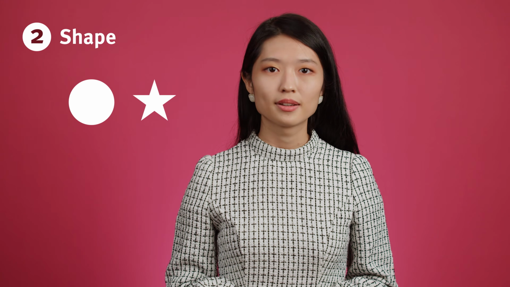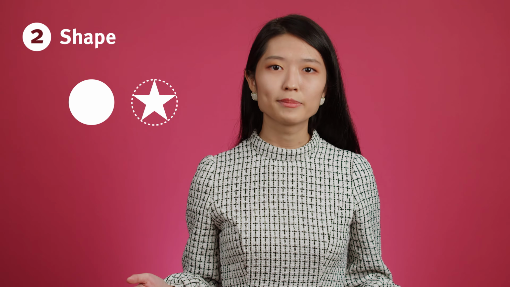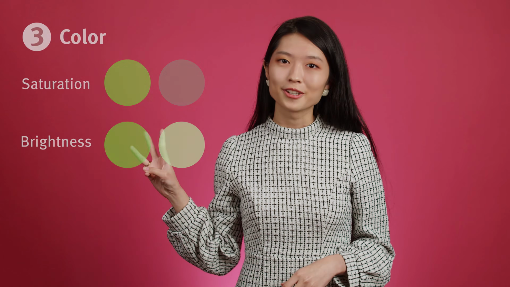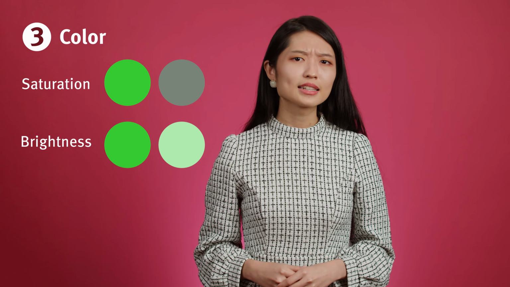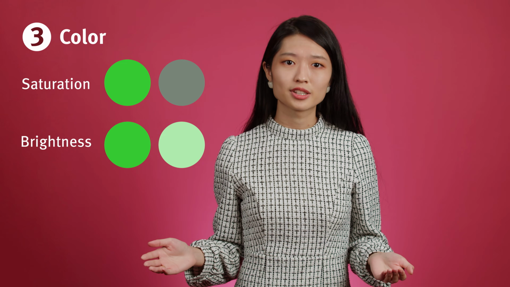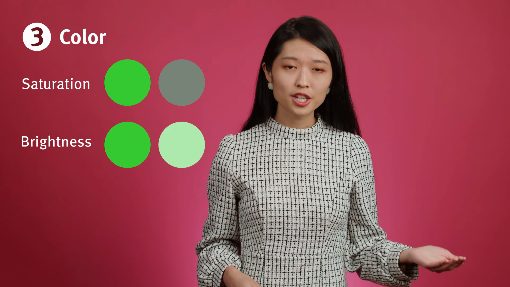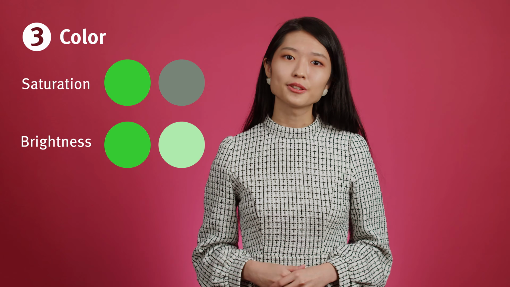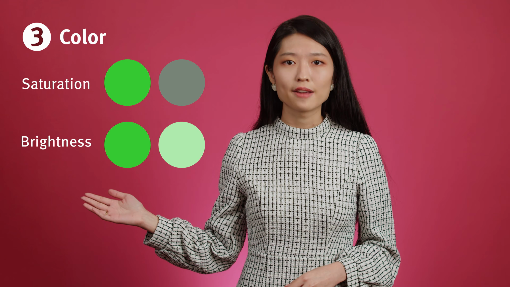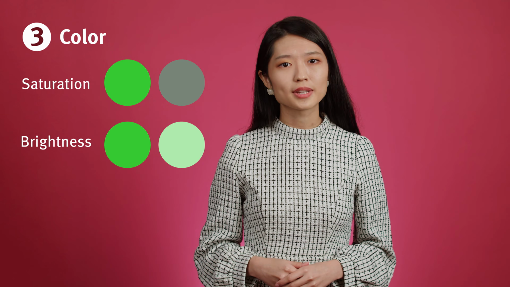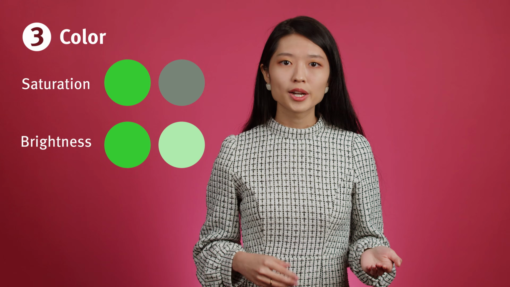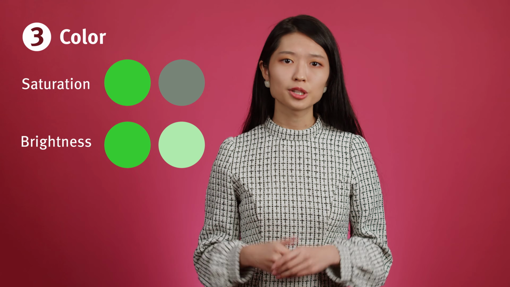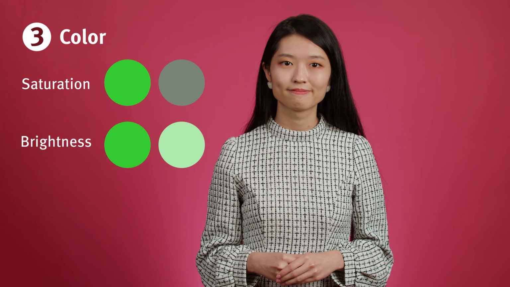Second, shape. Simple regular shapes appear to be heavier in visual weight. This occurs because a more complex shape can give the impression that some parts from it are missing. Third, color. Color has many properties that can affect an object's visual weight, such as saturation and brightness. As you can see, these shapes on the left draw our attention more than the shapes on the right. Darker and more saturated colors in general are perceived as heavier.